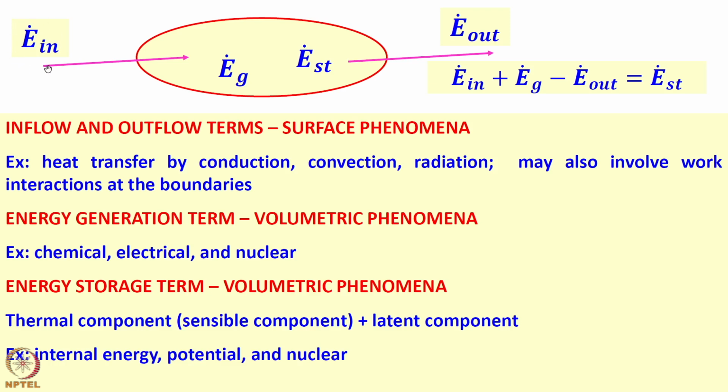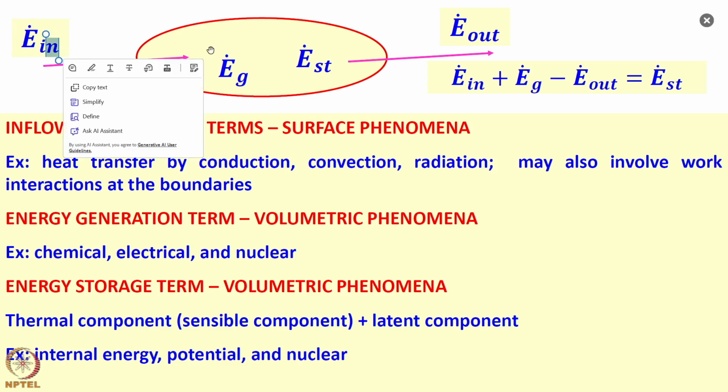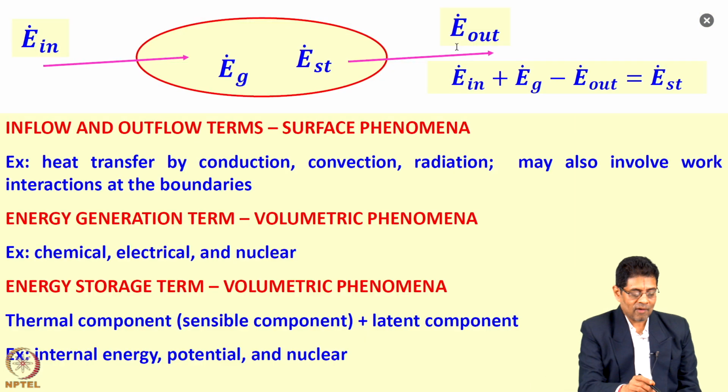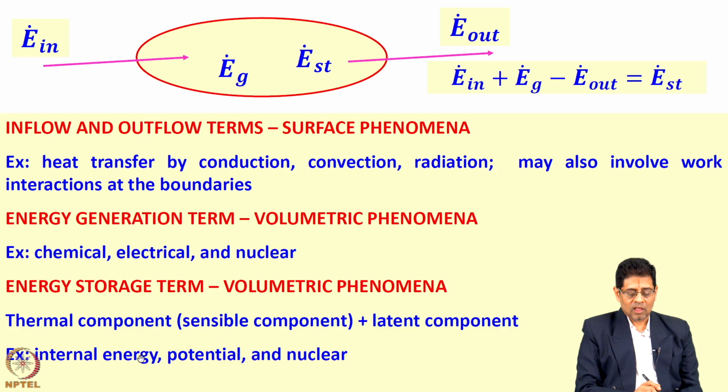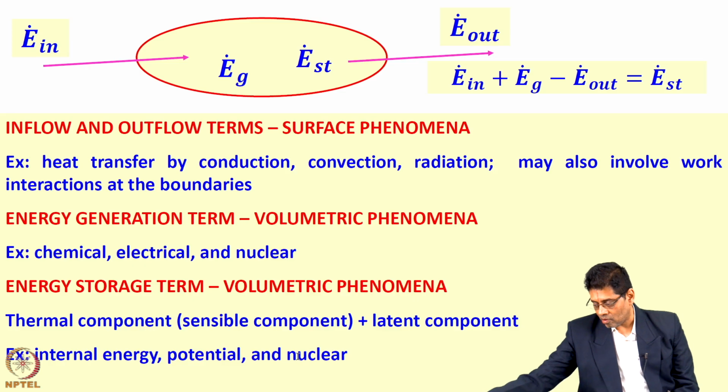Whatever the property, here it is energy, energy is being transported across the control surface. You have energy coming in, energy going out, and you have energy generated and stored terms, which are volumetric phenomena. How much energy is generated? How much energy is stored? The storage is essentially dependent on the mass. Rho into V is the mass, generation is also dependent on the mass. This would be chemical reaction, chemical energy, electrical, nuclear, all those things are energy generation terms. The energy storage term also has a sensible or a latent component. This would be internal, potential or nuclear energy, whatever you may call it, but again this is a volumetric phenomenon.